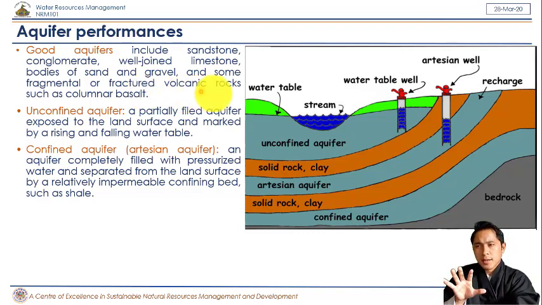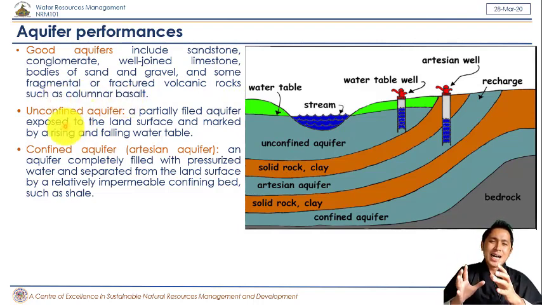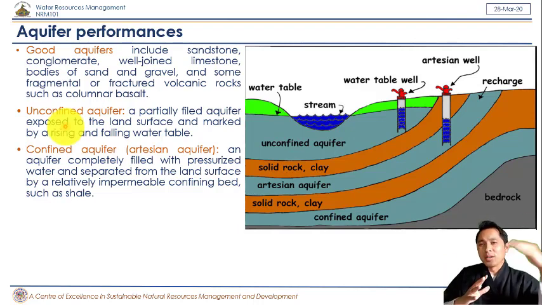Fractured volcanic rocks such as columnar basalts. The unconfined aquifers, like I said, are the rock systems which will hold water, but these are just beneath the water table. So sometimes drying of the water table will make the unconfined aquifer dry. A very healthy water table will make a very healthy unconfined aquifer. What we need to know about the unconfined aquifer is that it's just below the water table, and there's no pressure because there's no confining bed above it.